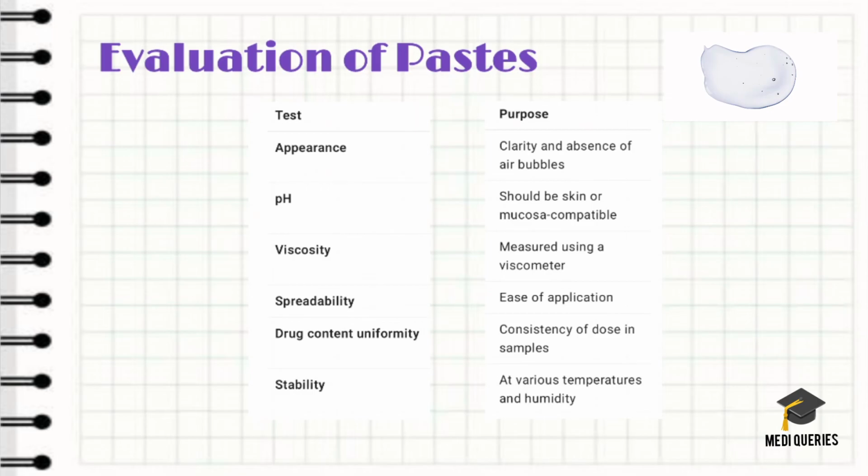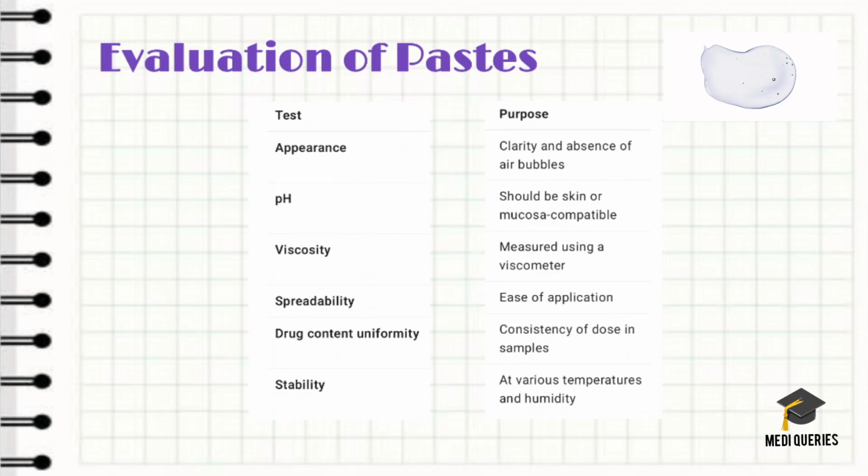The next one is viscosity and spreadability. The pH typically ranges from 5.5 to 7.5. Viscosity and spreadability are tested using rheometers or viscometers and spreading equipment to assess how the jelly behaves under pressure and how easily it can be applied. The next one is the drug content uniformity. It mainly checks whether the active ingredient is evenly distributed throughout the preparation.